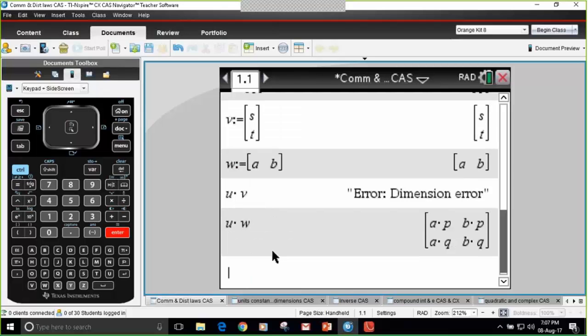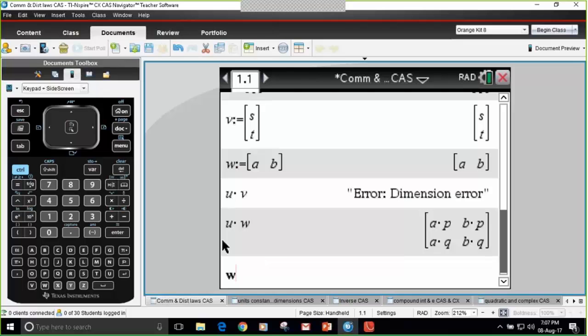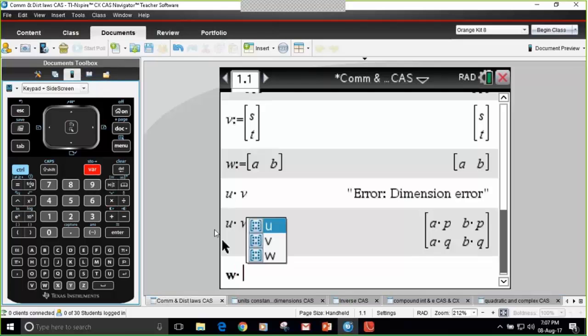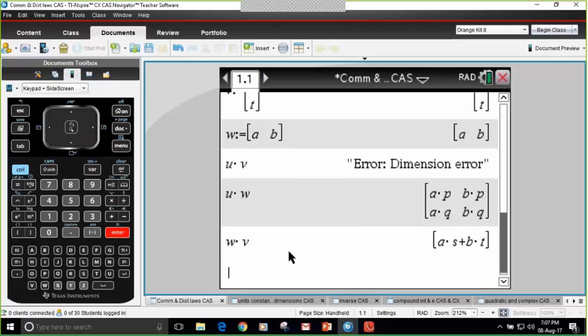Now, getting students to explore this rather than learning the rules is obviously pretty important, so if we change that around and look at W and multiply that by V, you can see it comes up with that sort of result.